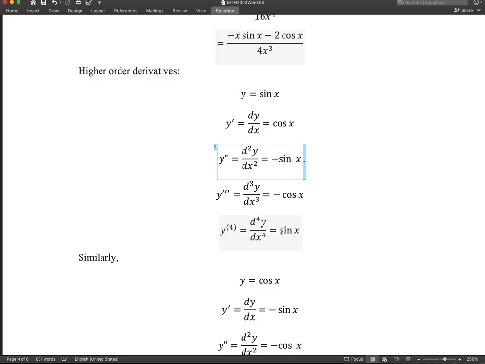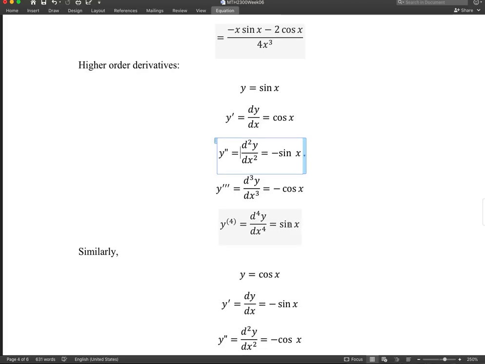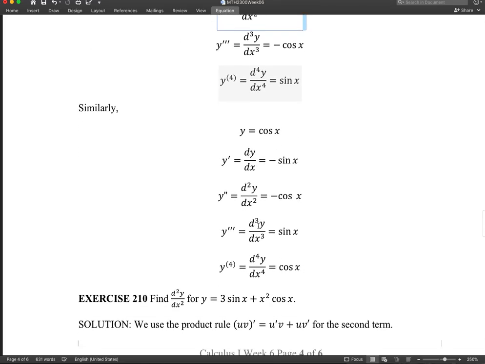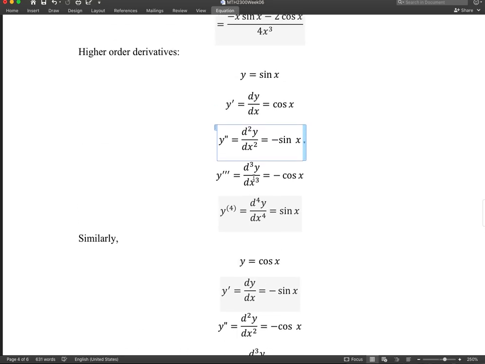Then I suppose the fifth order derivative would be the same as the first order, the sixth order derivative would be the same as the second order, and so forth. So take a look at whether those higher order derivatives make sense. And similarly, we have a similar conclusion for y equals cosine x. After 4 rounds of calculation, the fourth order derivative turns out to be itself for cosine x. So there are a lot of similarities between sine and cosine.